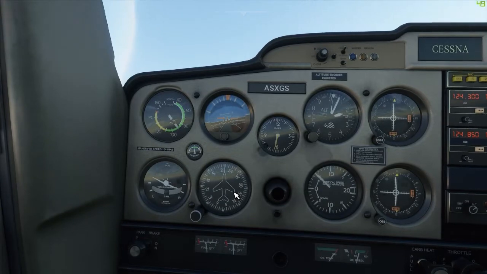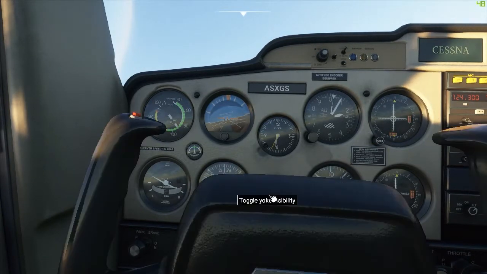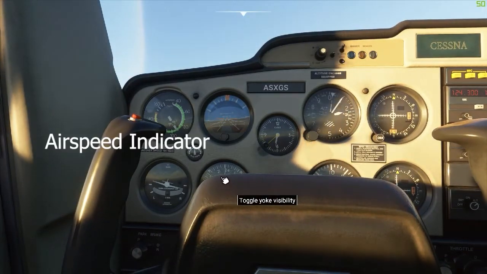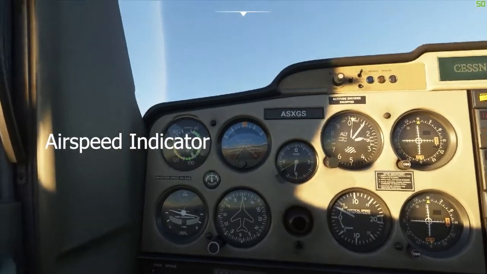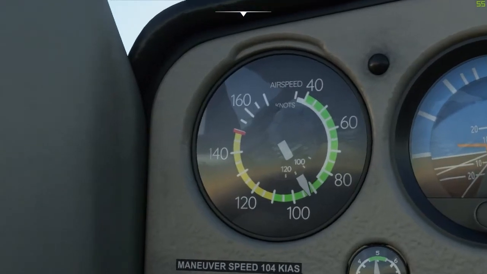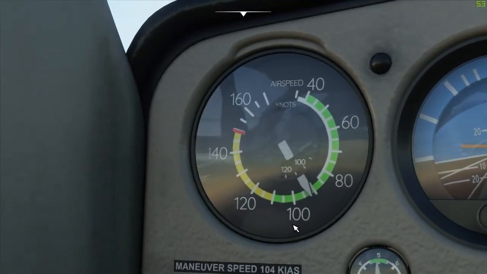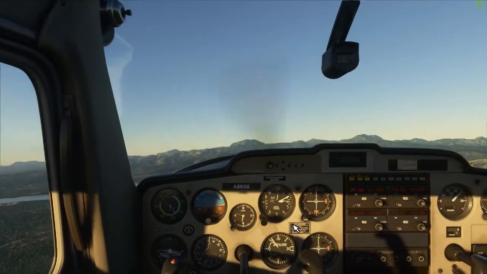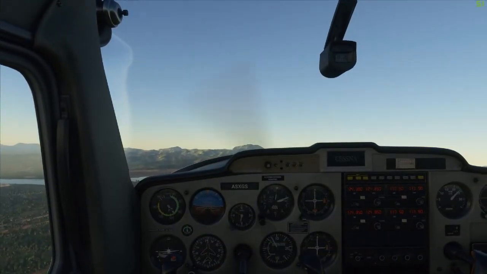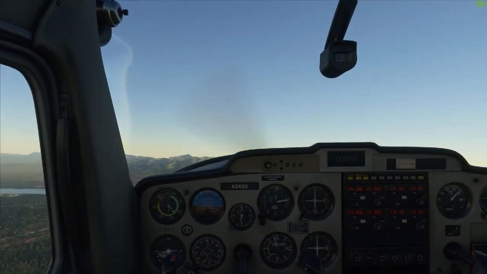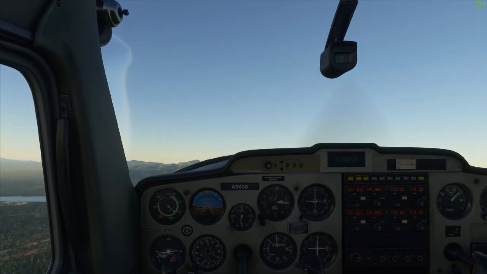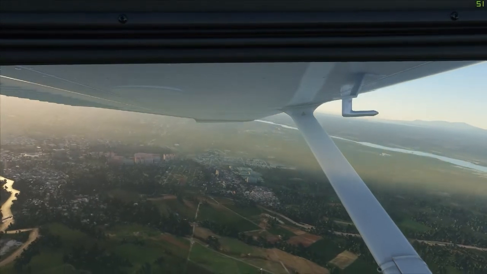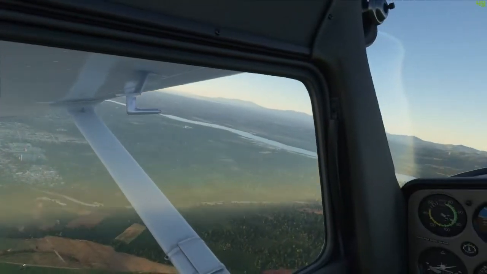So let's talk about the first one and probably one of the most important aircraft instruments, the airspeed indicator. Airspeed is life. It's a saying that you've probably heard at some point. It's true. There are a lot of things you can fly without, but airspeed isn't one of them. Your primary way of determining airspeed, your airspeed indicator.